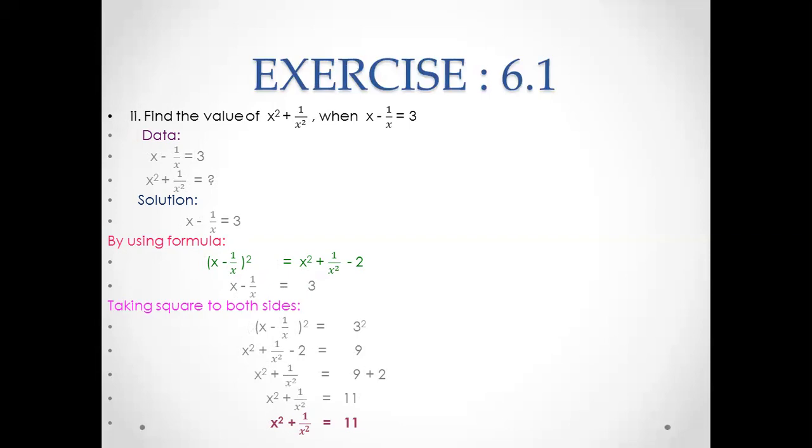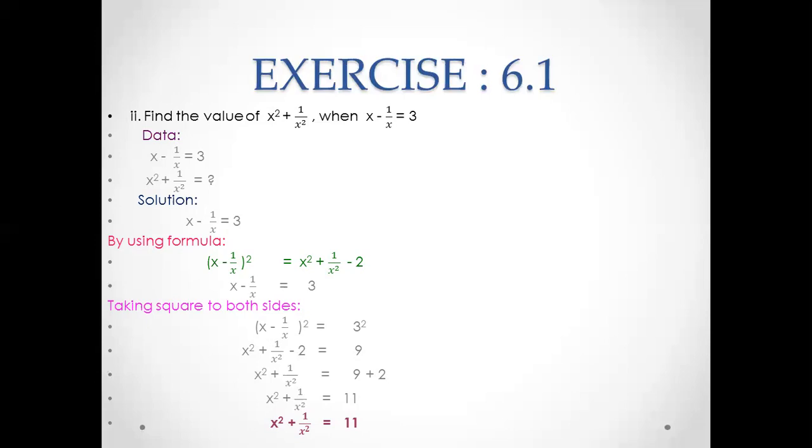x − 1/x is equal to 3. We take the square on both sides. (x − 1/x)² is equal to 3². The square of 3 is 9. And when we open the formula, x² + 1/x² − 2, we shift minus 2 to the other side. 9 plus 2 is 11. And we get our answer: x² + 1/x² is equal to 11.